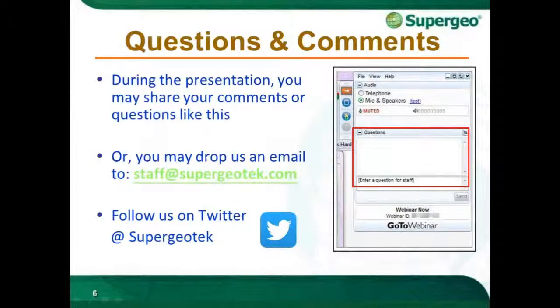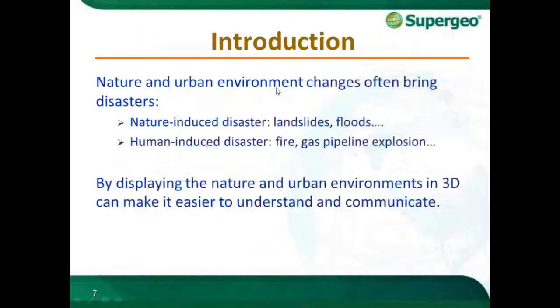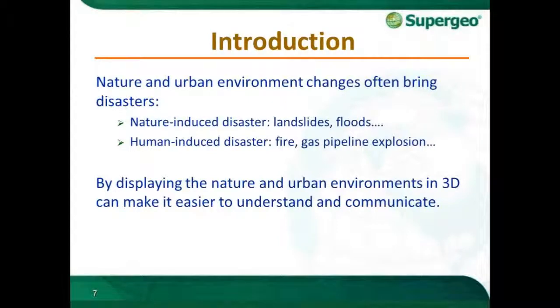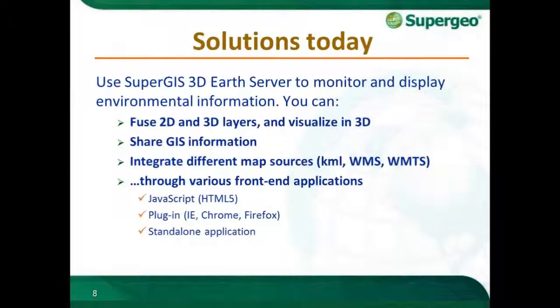In today's webinar, I'm going to talk about how to use our product to respond to rapid changes of the natural and urban environment. We all know that when the natural or urban environment changes rapidly, it is likely to cause a disaster. They can be classified into natural-induced and human-induced disasters based on their causes. Examples like landslides and floods that are caused by earthquakes and heavy rains are natural-induced disasters. And disasters like fires and gas line explosions that are caused by people are human-induced disasters. So if we can show those environmental data in 3D, it will be much easier to understand and monitor our world.